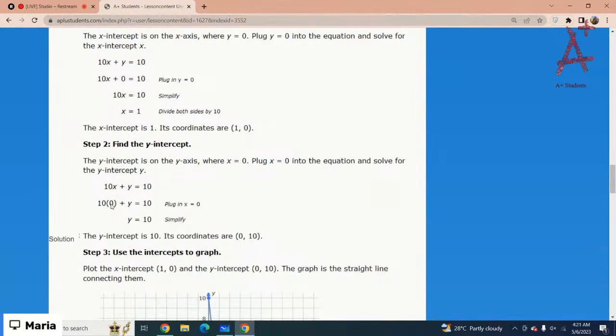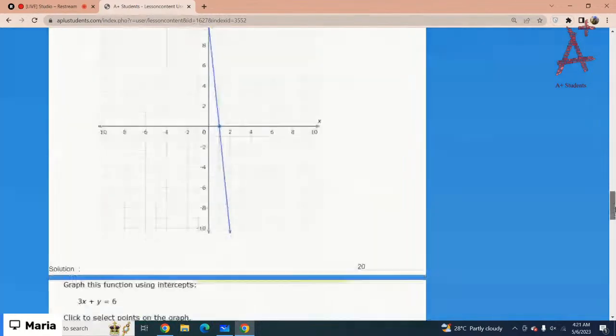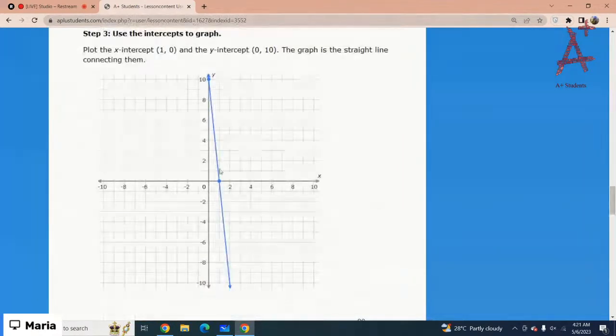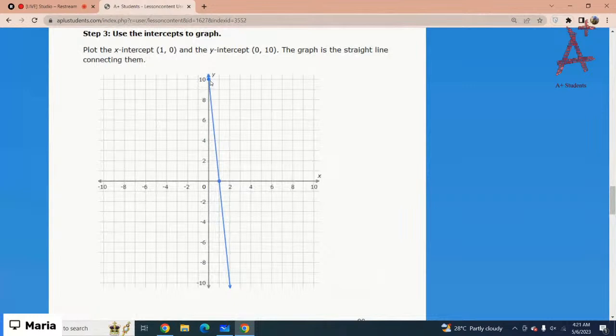Now just use these intercepts and make points on the graph, and then connect the points to make a line. Here you have (1, 0) and here you have (0, 10). So just connect these points to make a line.